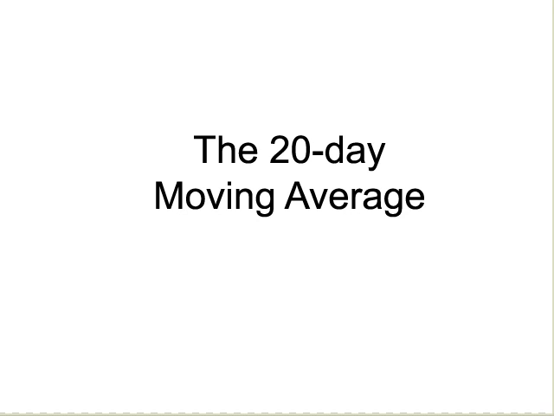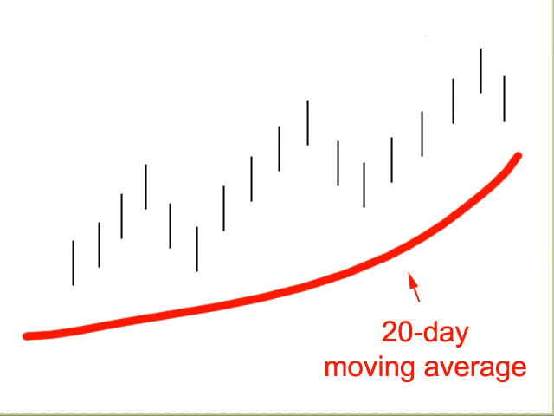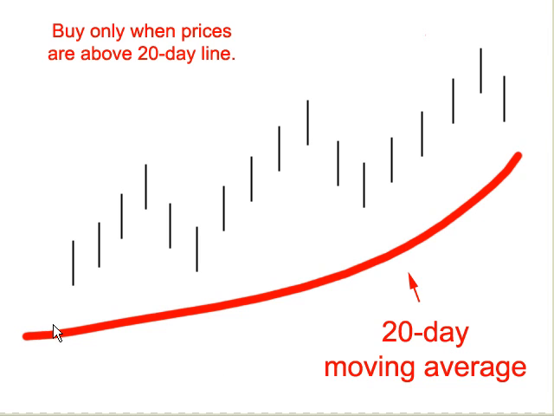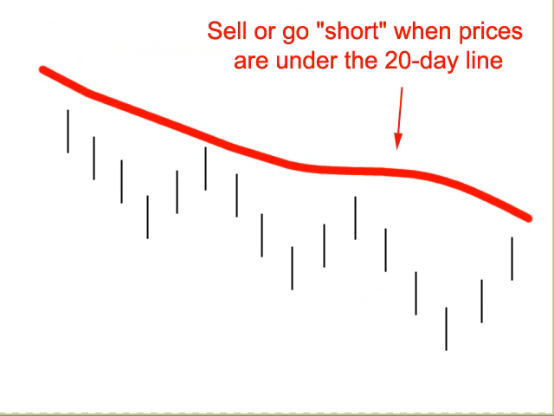We'll now look at our next tool, which is moving averages, and the most important one is the 20-day moving average. Most charting software has a 20-day moving average tool in it, and it's simply the last 20-day closing prices added together and then divided by 20, and then it's plotted along a line. It's very important that you only buy when prices are above the 20-day moving average and in an uptrend. Conversely, you'd want to sell or go short when prices are under the 20-day moving average and in a downtrend.